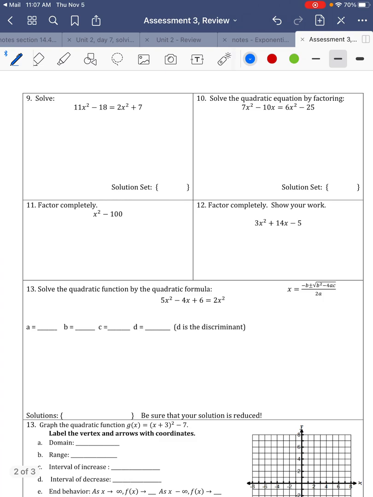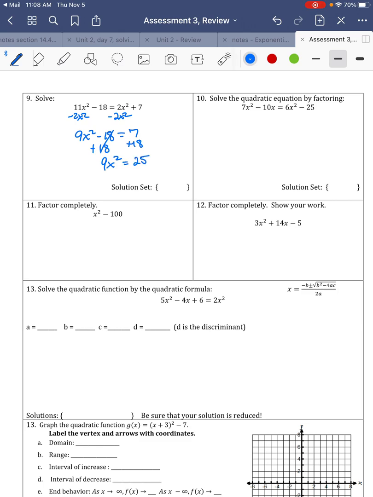All right, moving on. We're going to solve this, and it doesn't say how. But I do notice, oh, look at this, that I have an x squared here, an x squared there, and there's nothing else going on. So I think the easiest thing to do would be to solve by square roots, which means I need to take away 2x squared here. So I have 9x squared minus 18 equals 7. Then I'm going to add 18 over here. So I separate. I get 9x squared equals 25.